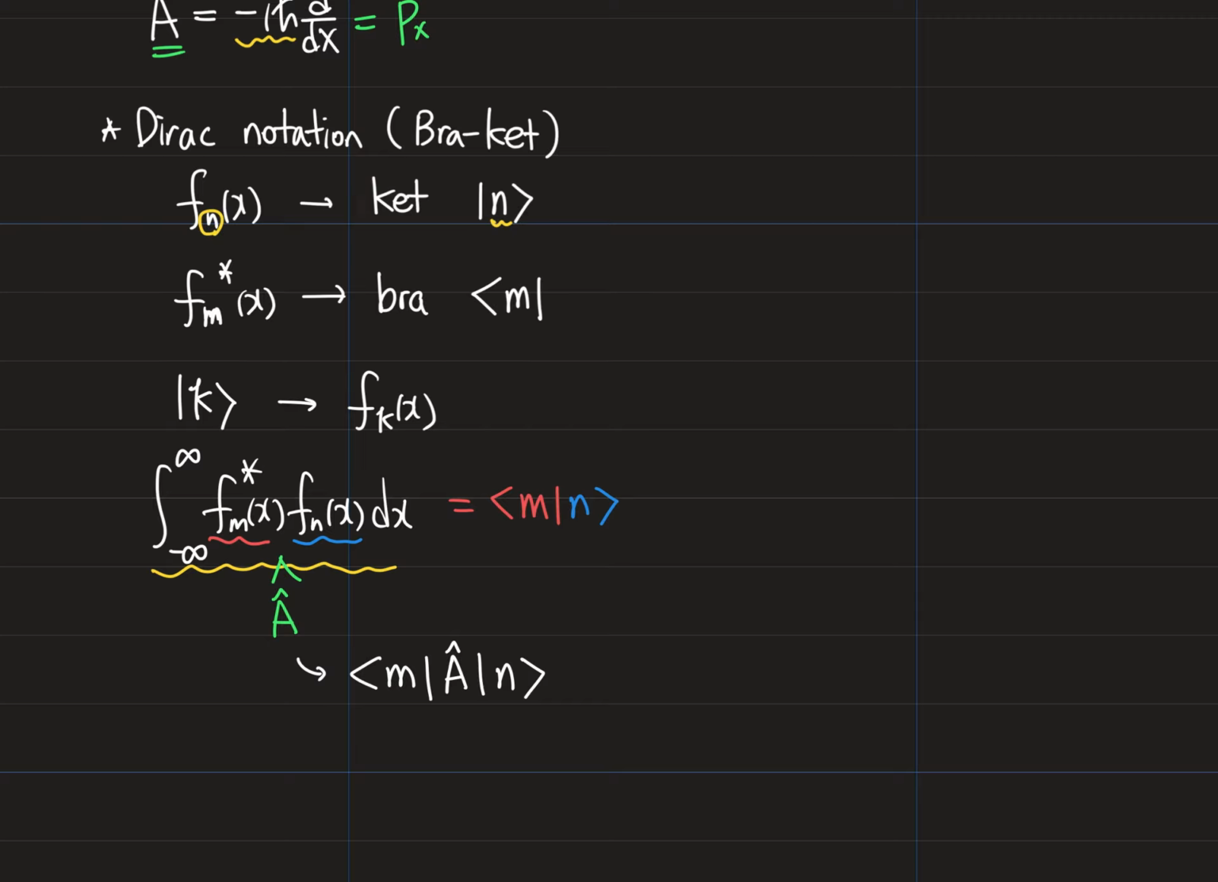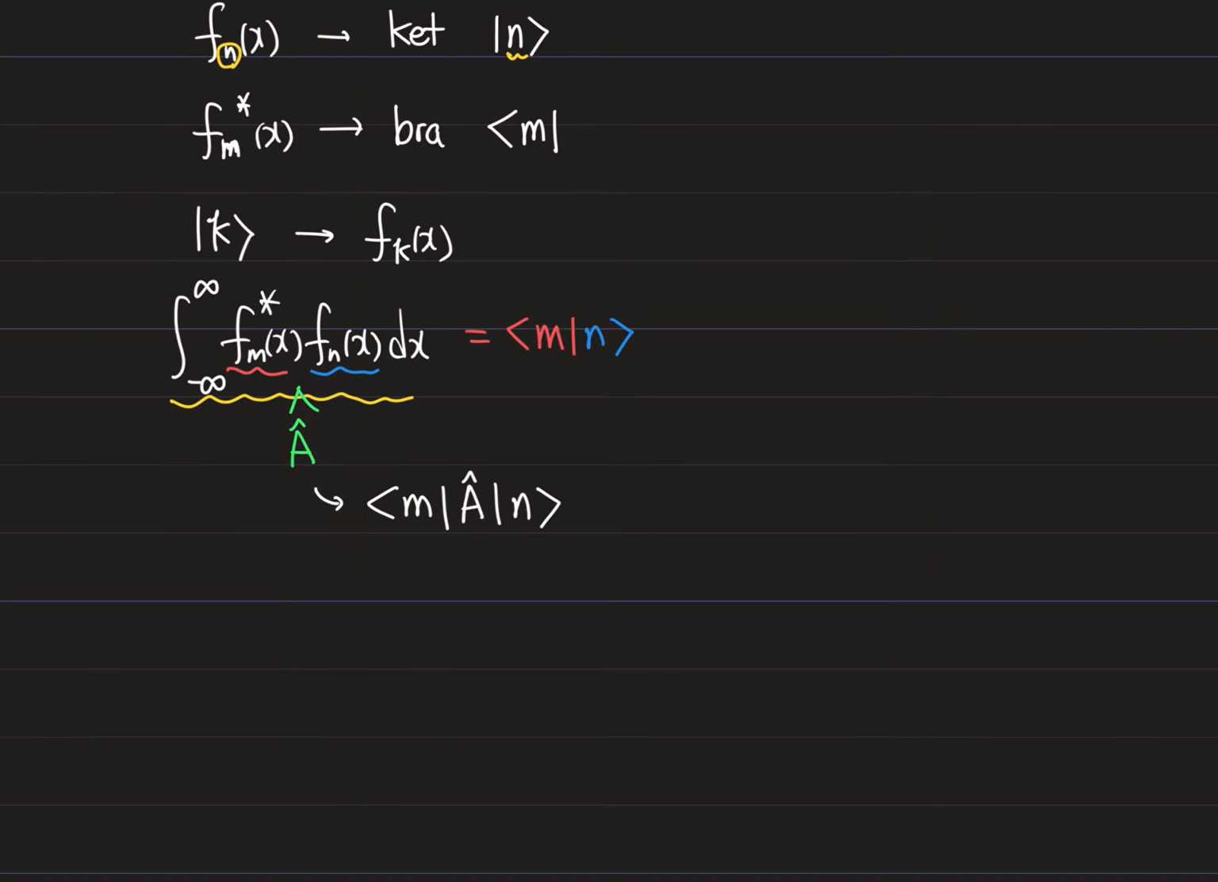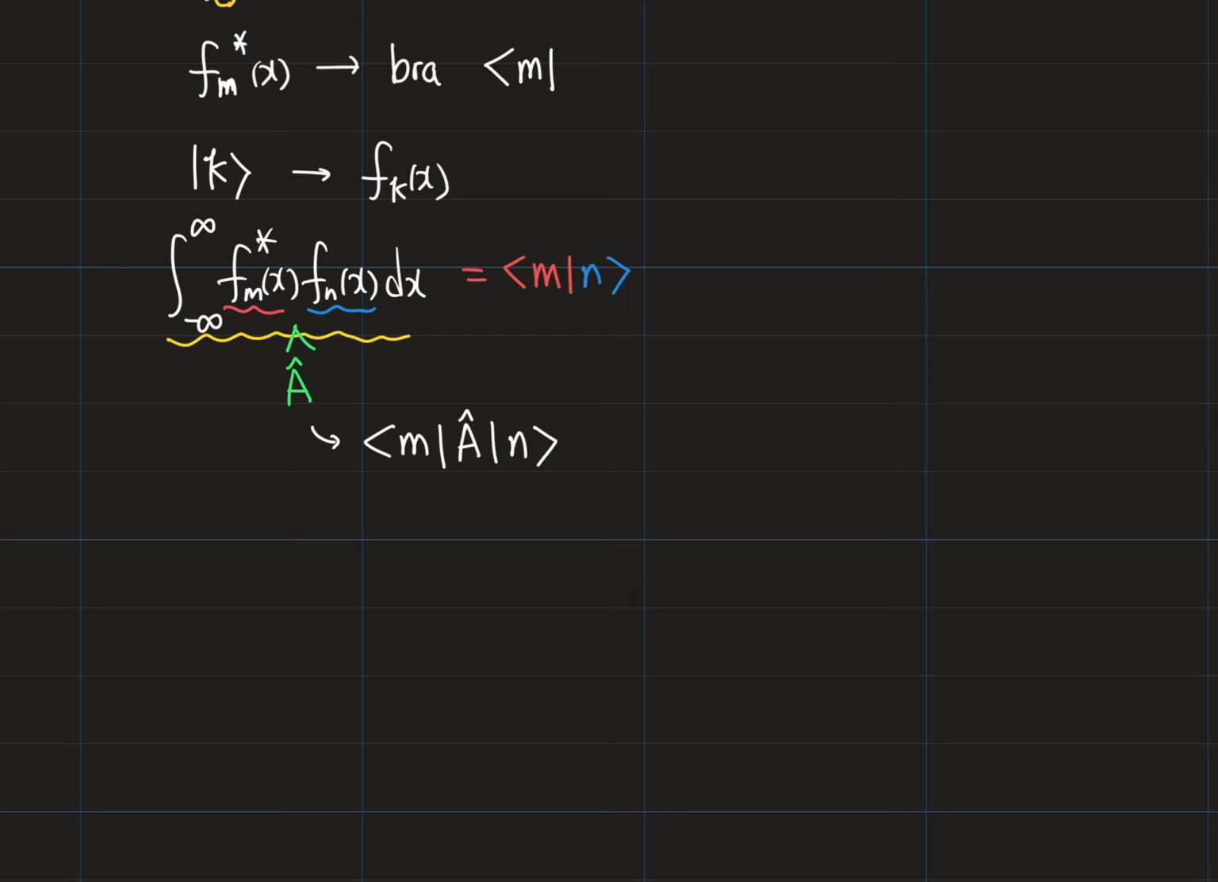So if we just use the Dirac notation, the Hermitian condition now becomes much simpler. I have to write down the long and tedious equation.